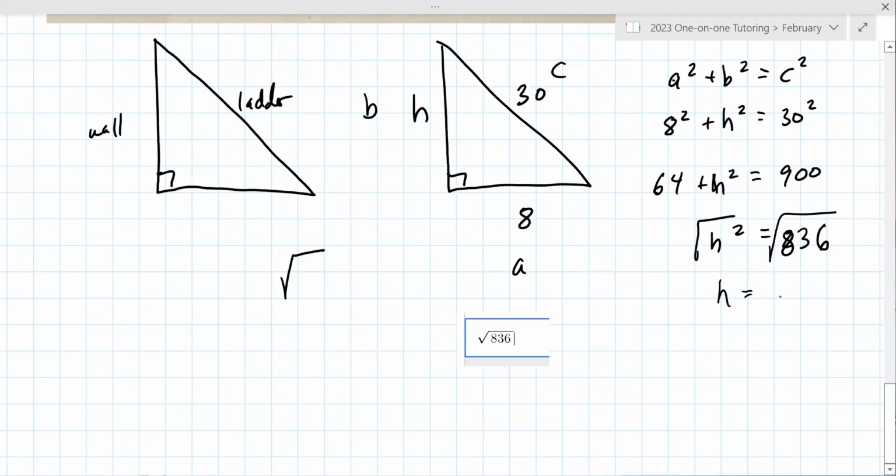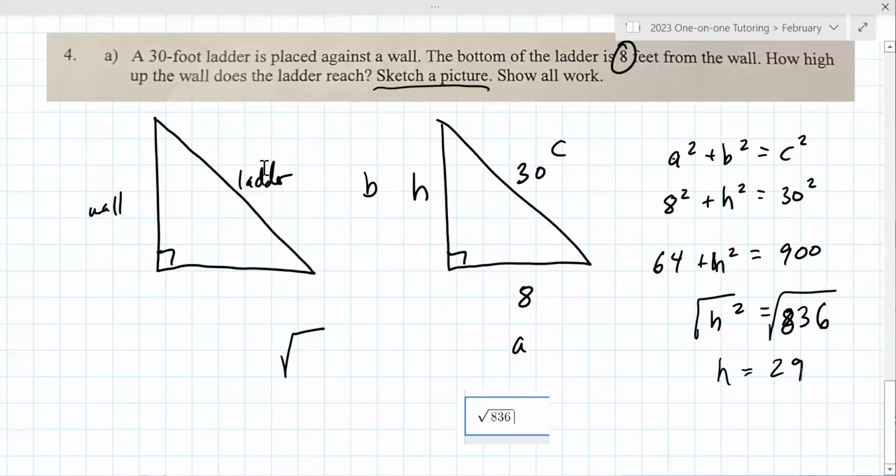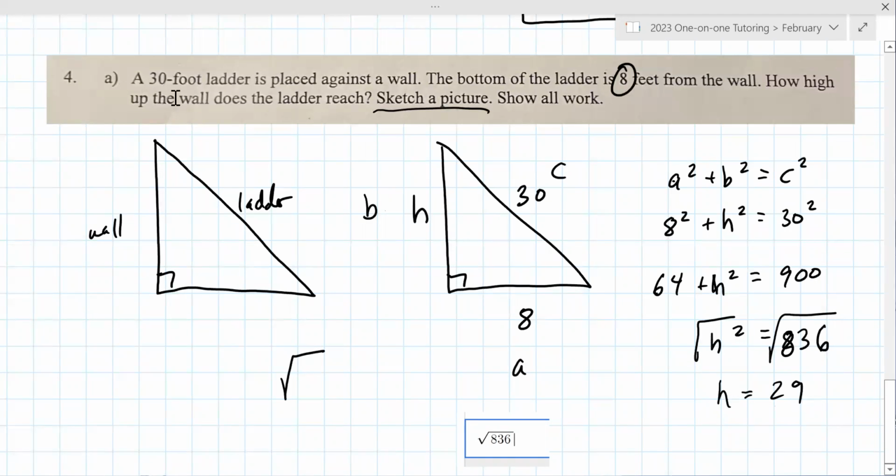Okay, so what are we going to round that to? We have to round that to the nearest whole number. So let's round it to 29. Let's say it's about 29. All right. So that's your answer to part A, 29 feet. So that height is 29 feet there.